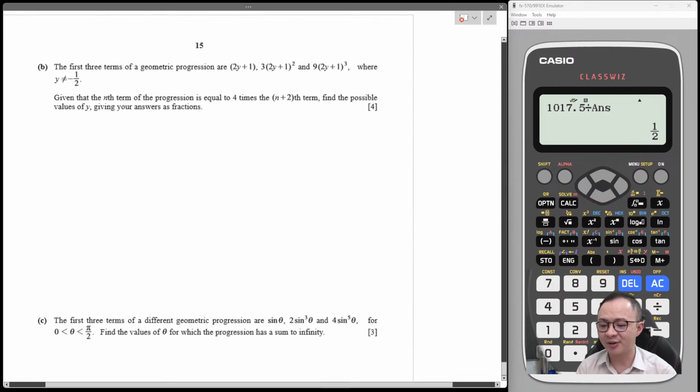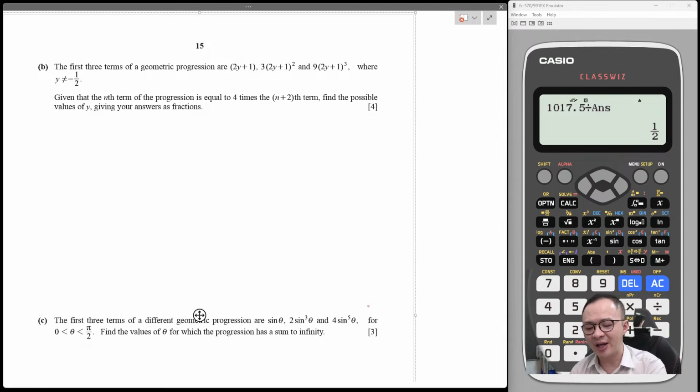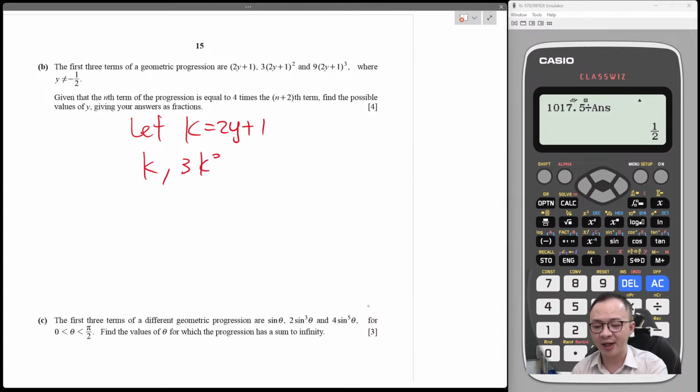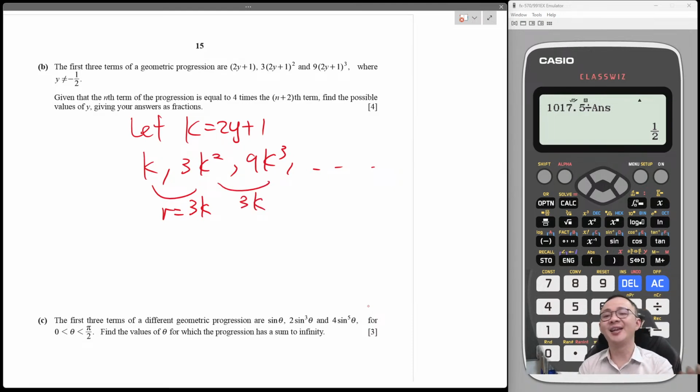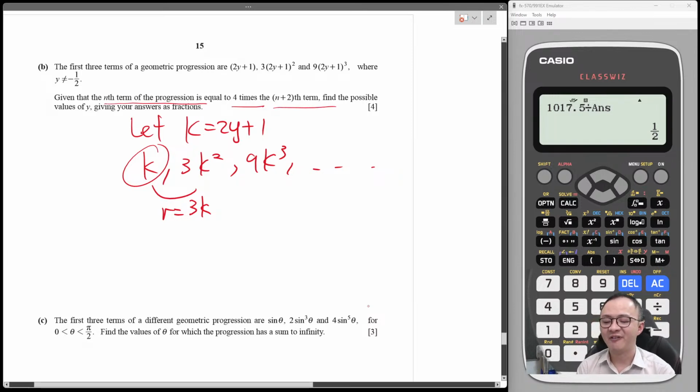Okay, next question is a GP. Same thing, I recommend you to use the substitution here. So I let k equal 2y plus 1. So you should have something like k, 3k squared, 9k cubed. From the pattern, you know the r keeps on multiplying by 3k, and here also multiply by 3k to get 9k to the power of 3. It's not hard to see the 3k. So right now we know the r, and we have the a, which is k. Then they say the nth term of the progression is equal to 4 times the (n plus 2)th term. Find the possible value of y.